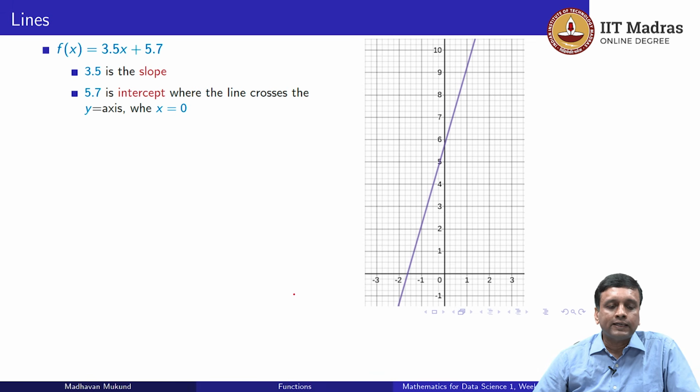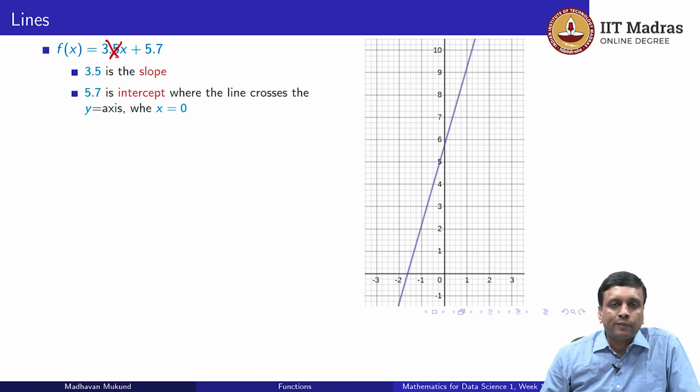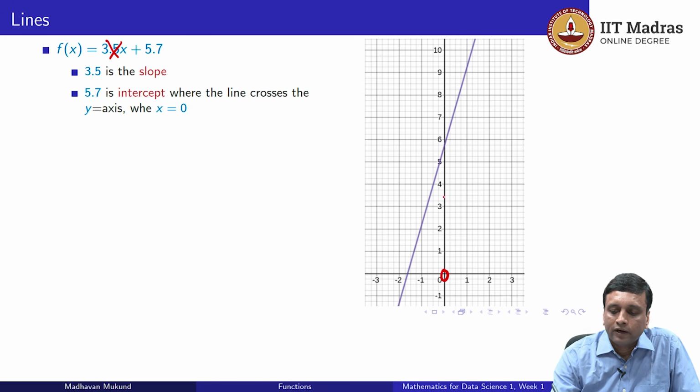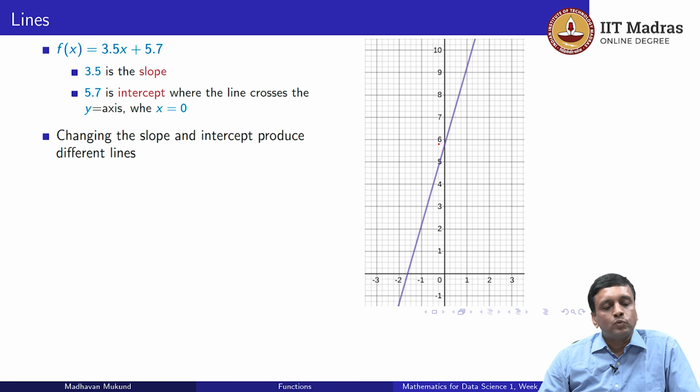So notice that if you set x is equal to 0, then the first term goes to 0, this gets cancelled out if x is 0. So the answer will be 5.7. So when x is 0, you get 5.7. So what the second term tells us is where this line crosses the y-axis. So if we change these two values, we get different lines.